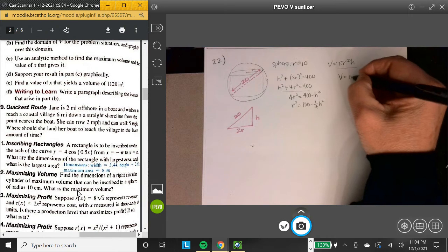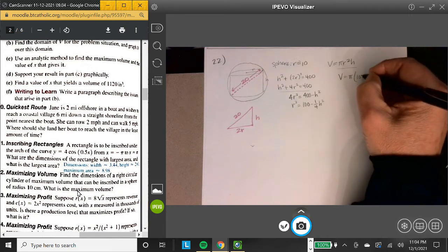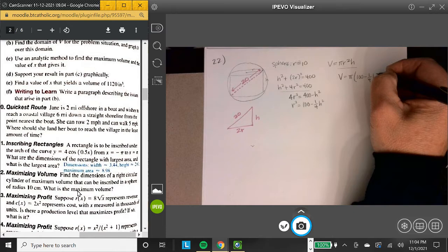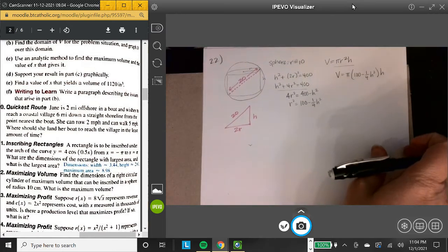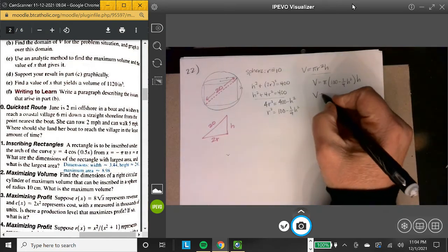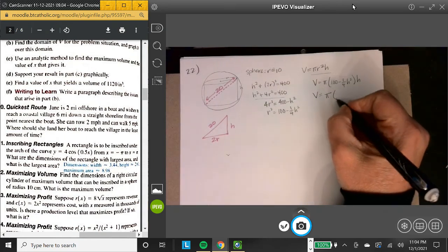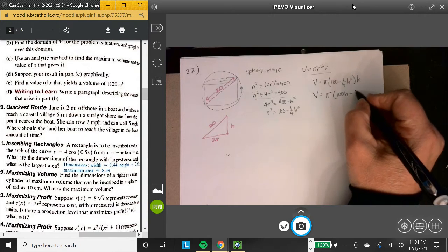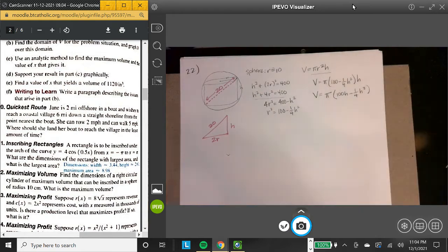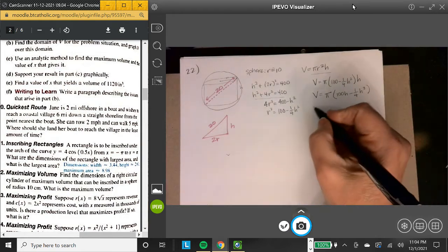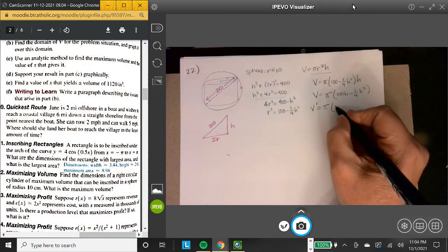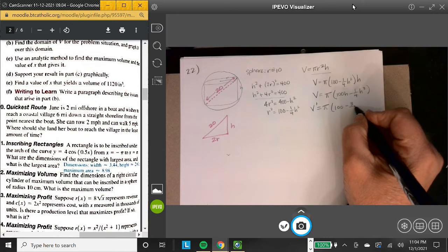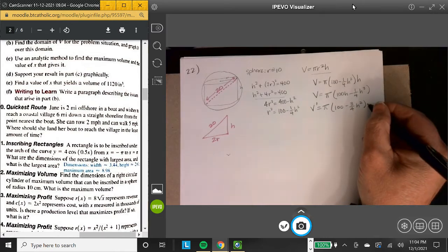So volume equals pi r squared, which is 100 minus 1/4 h squared, times h. And now I don't want to use the product rule here, so I'm just going to multiply it out. So we're going to get volume equals pi on the outside, 100h minus 1/4 h cubed. All right. And v prime is just going to be pi times 100 minus 3/4 h squared. I'm going to set this equal to 0.